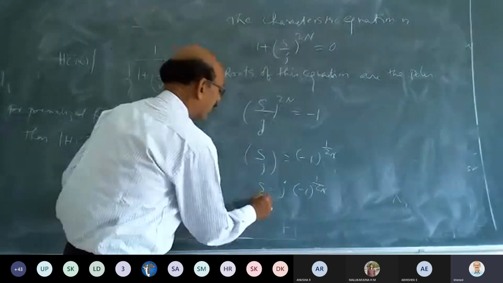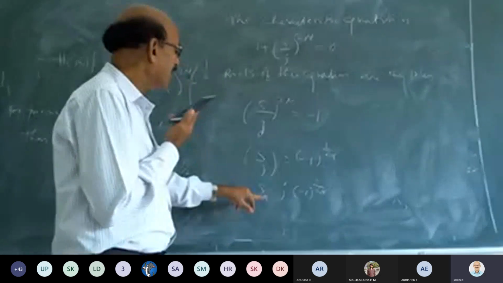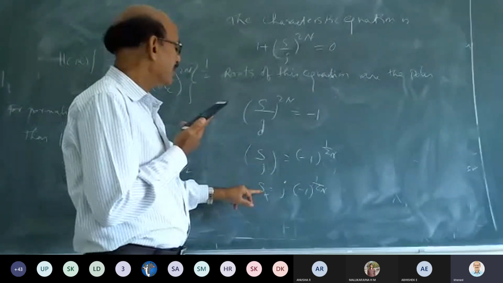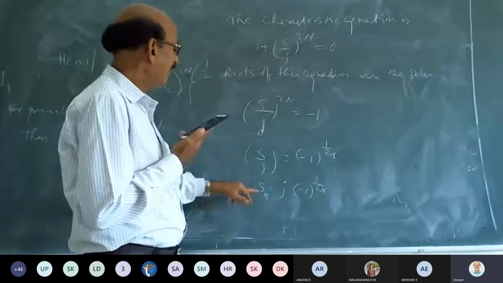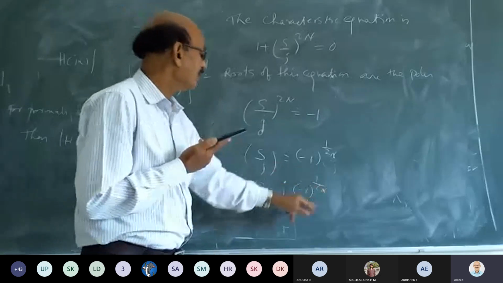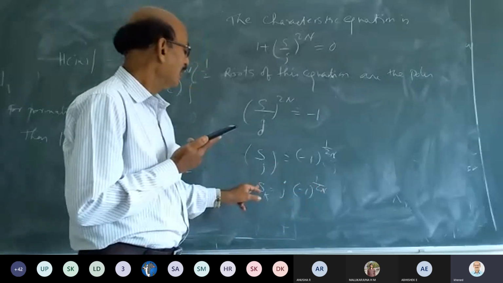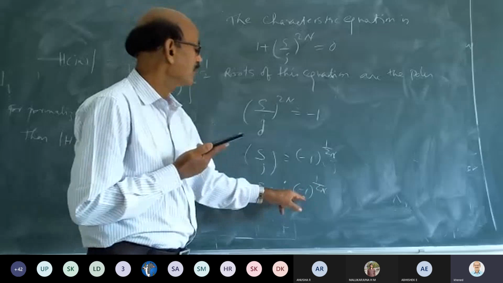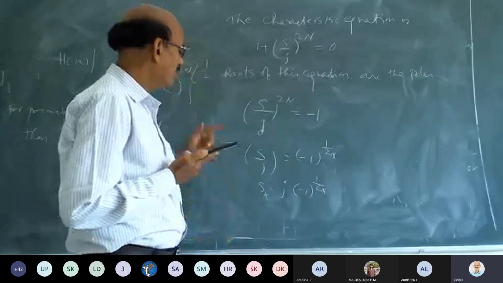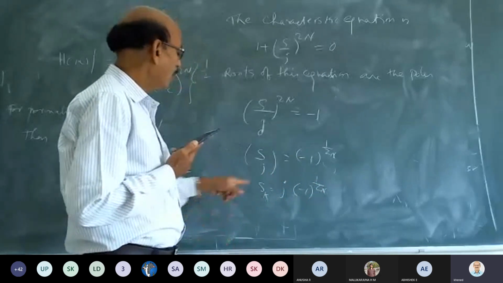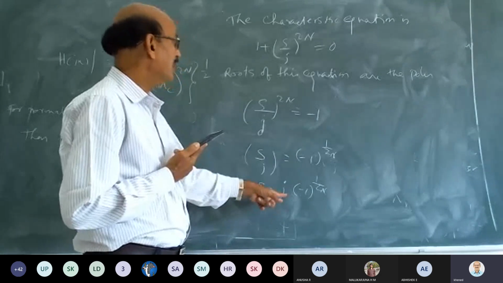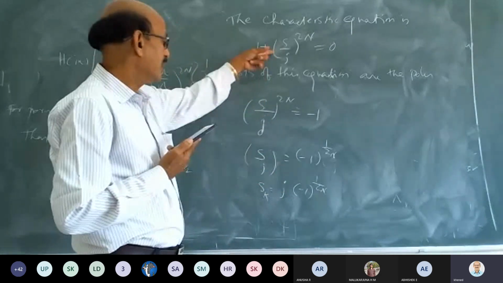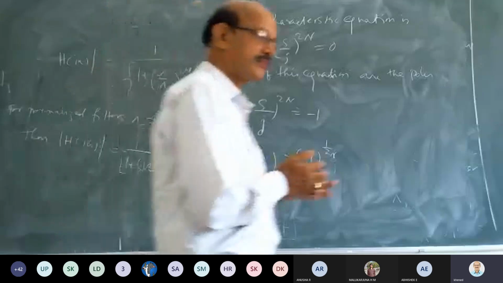So s is given by this equation. I can write s_k. Why do I write s_k? S is not a single value which can satisfy this equation. There are multiple values of s for which s is equal to j into minus 1 to the power of 1 by 2n. So let us find what those values of s are.